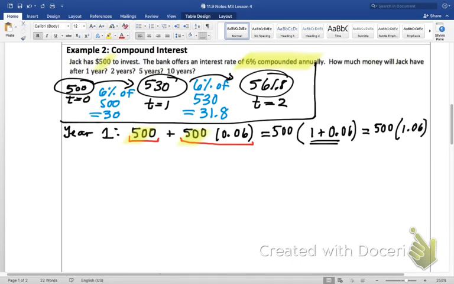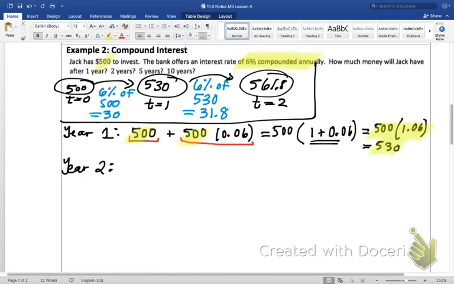So now if I combine these like terms inside the parentheses, I would get 500 times 1.06. Now this actually makes it slightly easier for me to do my calculation, because it means that to get from the year 500 to the 530, all I need to do is multiply 500 by 1.06 now, and I'll get exactly 530. Well, if I think about year 2, well, year 2 is taking that 530, right? Which is really 500 times 1.06, and multiplying it again by 1.06.